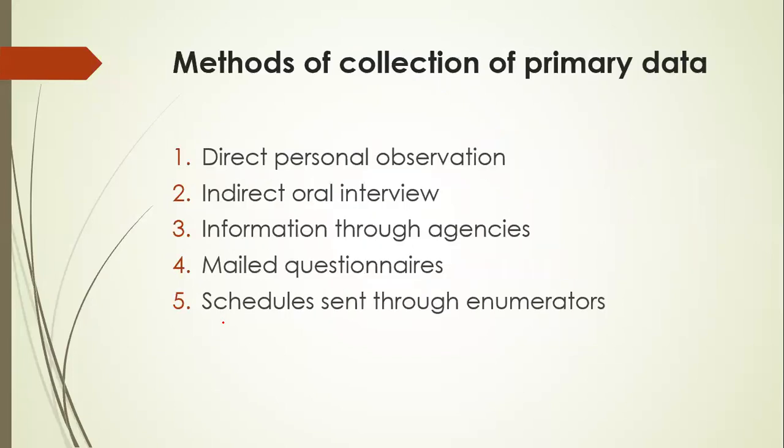Okay, we will now know what the methods are. Now when you say primary data, it is first hand, you directly go and collect the data. In that, various methods are there. Now we will see the various methods to collect this primary data. There are 5 methods. First one, direct personal observation. Second one is indirect oral interview. Third one, information through agencies. Fourth, mailed questionnaires. Fifth, schedules sent through enumerators. So these are the 5 methods through which primary data is collected.